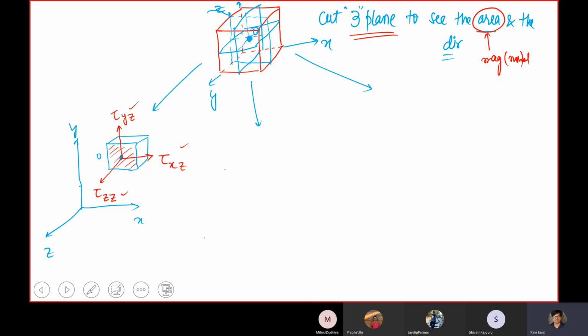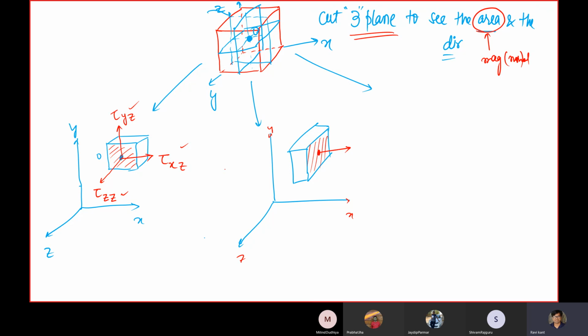Let me show the next plane. When we cut this thing this way, you have the exposed area, x, y, z. Here things are acting in the x direction and the area was in the x direction. This was acting in the y direction and the area was in the x direction, and this was acting in the z direction and the area was in the x direction.